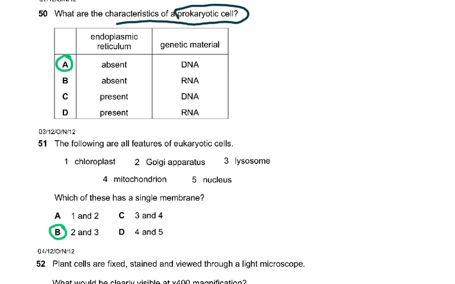Of a prokaryotic cell, of course, the endoplasmic reticulum is absent, so it has to be these two, couldn't be these. So this is how you cut it out. The genetic material in a prokaryote is DNA, because it's viruses which have DNA or RNA. So this is how you have to be. The answer was A.